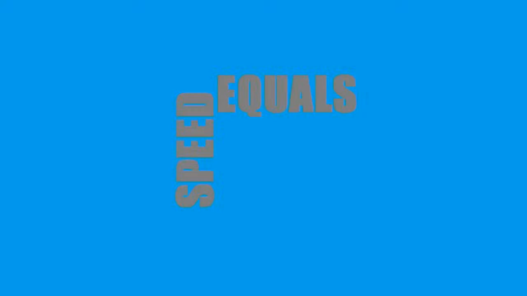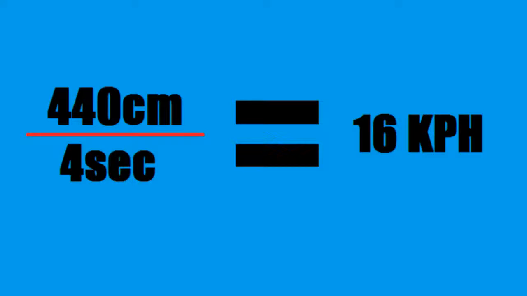Speed is how much time it takes for an object to travel a certain amount of distance, or how much distance an object travels in a certain amount of time. The equation for that is speed equals distance over time. So in the scale, it went about 16 kilometers per hour.